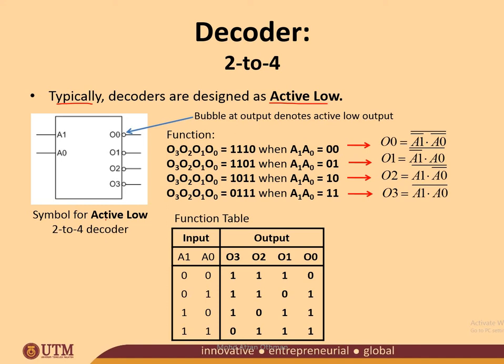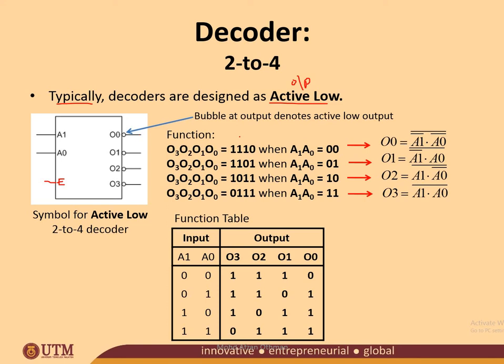So this is the symbol for an active low 2 to 4 decoder. Sorry, this one means the output is active low, not the enable. The enable will be mentioned in some way, and you should have the enable here. I'm sorry for the explanation just now. So active low is the output. What is active low? It simply means that you have bubbles. The bubbles are there to invert your outputs. So instead of having 1, you will have variation of 0 at the output.